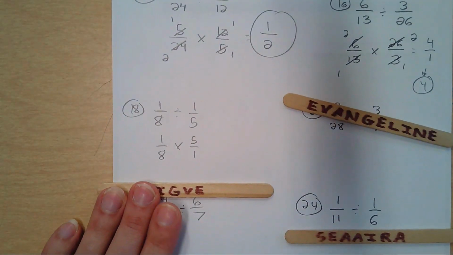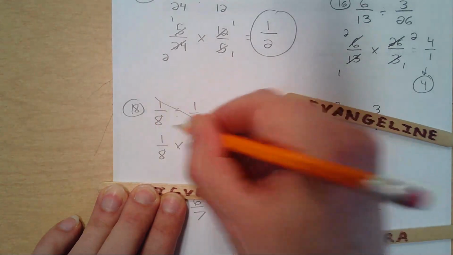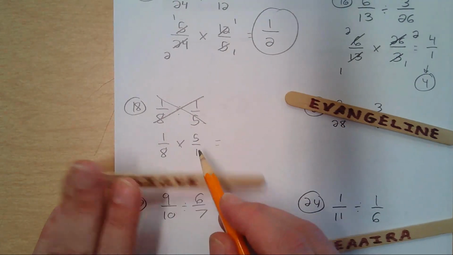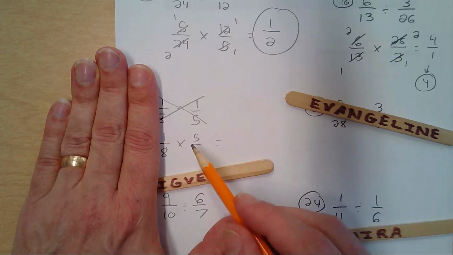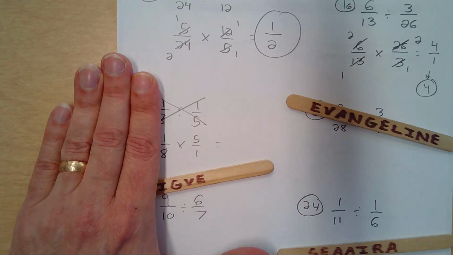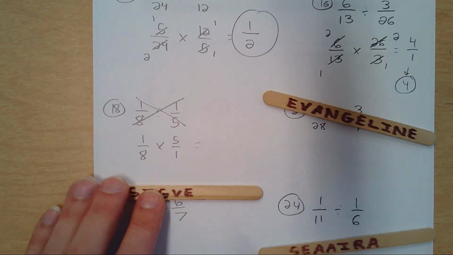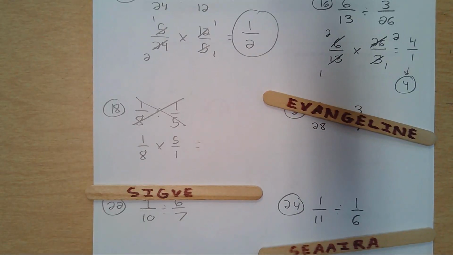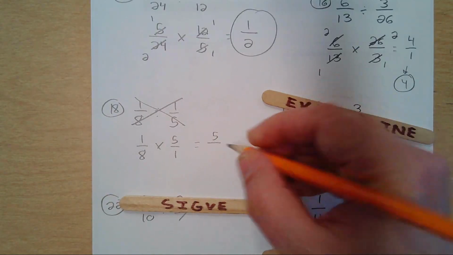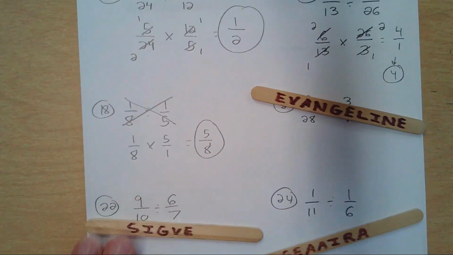The only thing that did for us is we changed it to our multiply problem. So then we multiplied by the reciprocal. Reciprocal of 1 over 5, 5 over 1. So I can just multiply the two top numbers, which is 5. 1 times 5 is 5, and on the bottom, 8. And there's my answer, 5 over 8. Good job, Savannah. Good work.